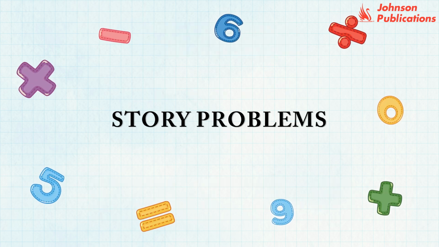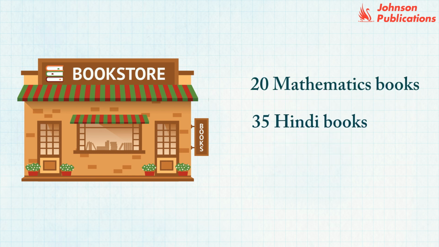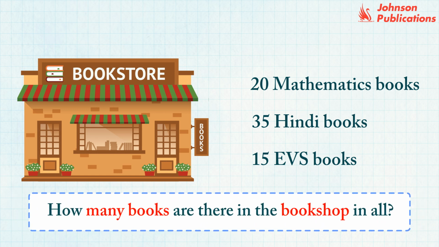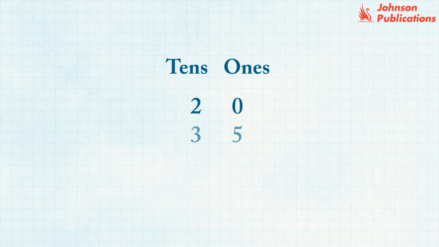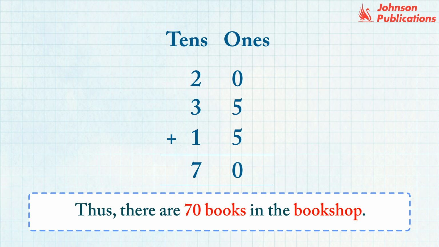Story problems. There are 20 mathematics books, 35 Hindi books, and 15 EVS books in a bookshop. How many books are there in the bookshop in all? Let us write the numbers vertically to add. By adding them, we get 70 books in all. Thus, there are 70 books in the bookshop.